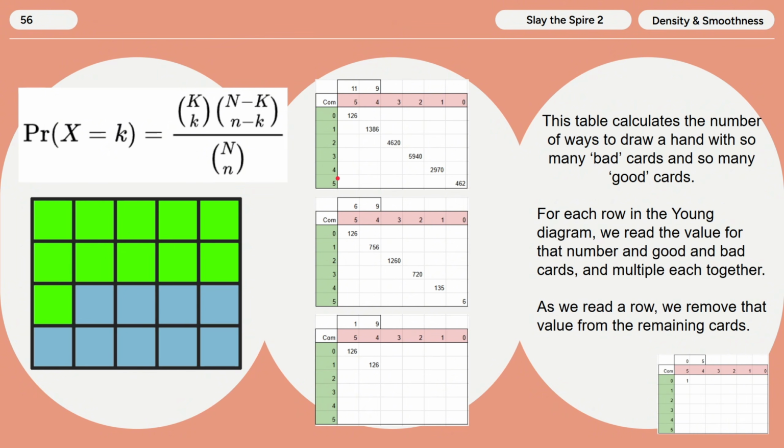For each row in a Young diagram, we can read the value for that number as good or bad cards and multiply each of them together. And as we read from the row, we can remove that value from the remaining cards, right? So as you draw 5 good cards, we can look to the next hand. So this first hand here, we're saying, well, 20 choose 5 good cards. What's the likelihood of that? And then we go to the next hand down, 15 cards remaining, choose 5 good cards.